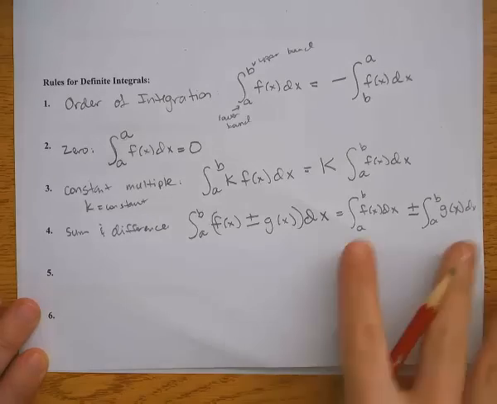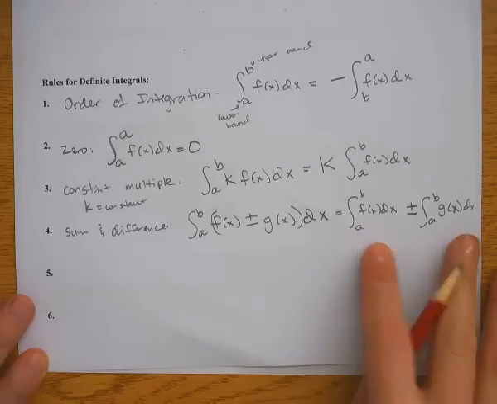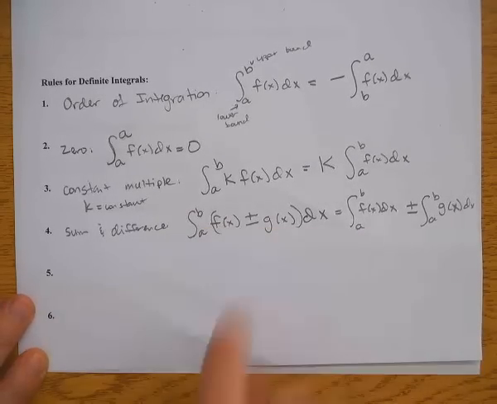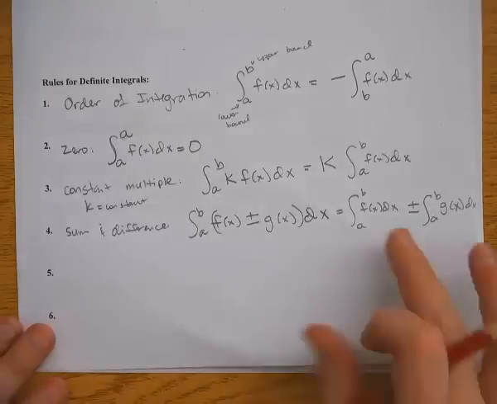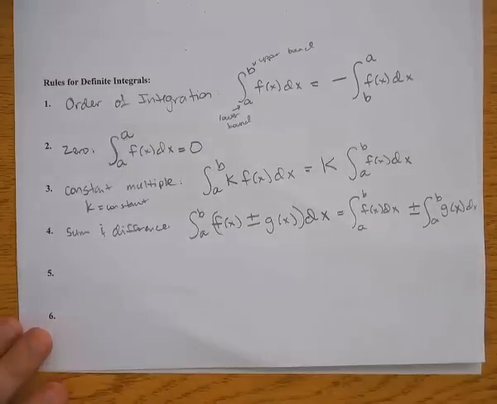And it's just a very nice thing. It helps simplify the process when we have to take the antiderivative of a complicated function. If it's split up with plus and minus, we're good to go. We can just take the antiderivative separately, or the integral separately, and then add or subtract the final areas.